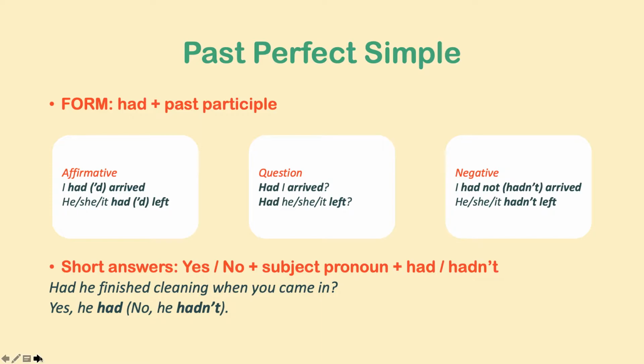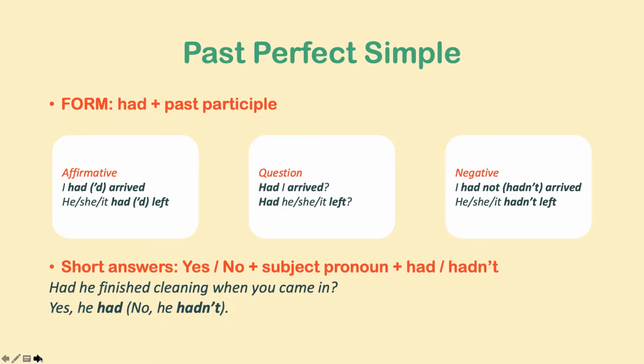For example, for regular verbs we use had and we add ed to the verb and we say, I, you, he, she, it, we, you, they had arrived. The short form of had is apostrophe D. We often use the short form in everyday speech and in formal writing.